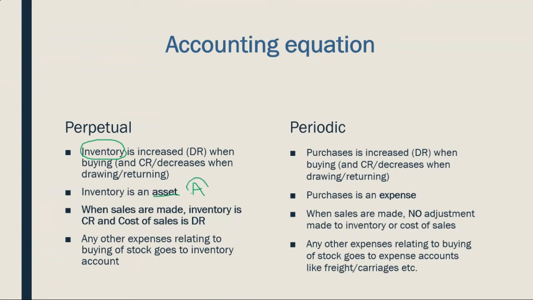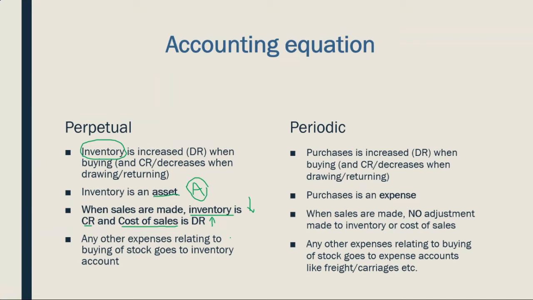Okay, and then we also said when we make a sale under the perpetual inventory system, we then decrease our inventory. So our inventory is going down because we are taking it to the cost of sales. So we debit cost of sales, so we are increasing the cost of sales.